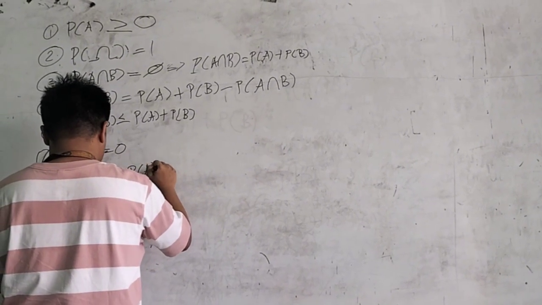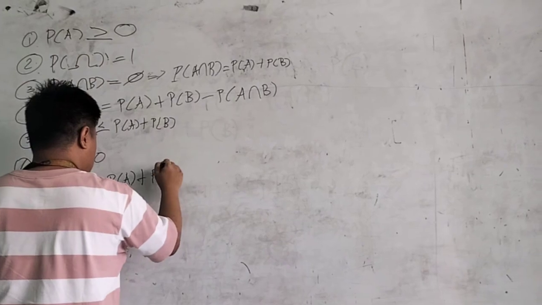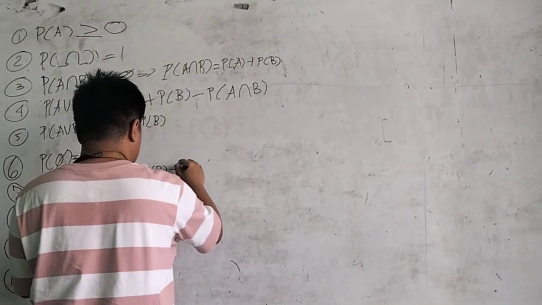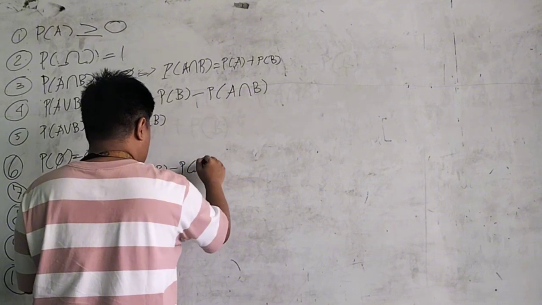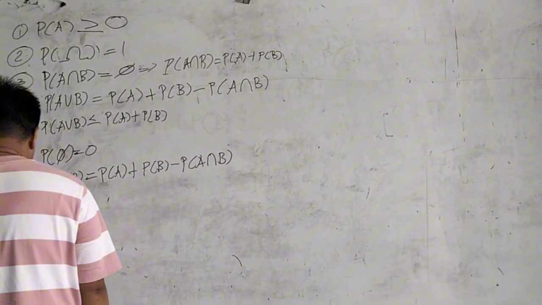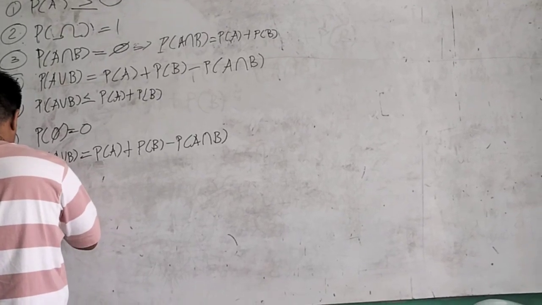The probability of A union B is equal to the probability of A plus the probability of B minus the probability of A intersect B. It's especially useful in real-world scenarios where events are not completely separate.